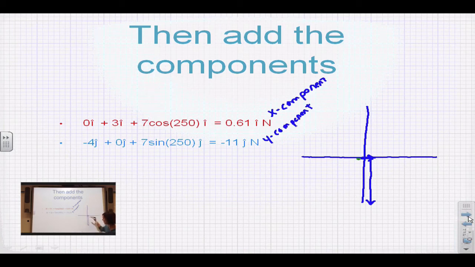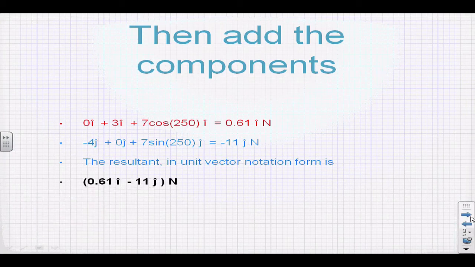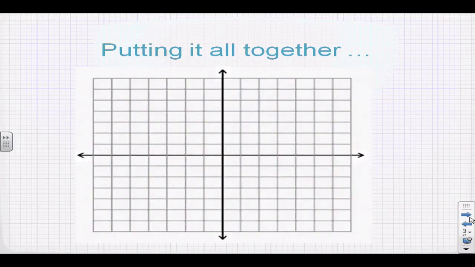And then my resultant we would draw from the tail of the first vector to the tip of our y component, and this is our resultant force. Here's our y, and this is our x, like so. So the resultant in unit vector notation form would look like this. This is how we would express it. 0.61 i hat minus 11 j hat newtons.